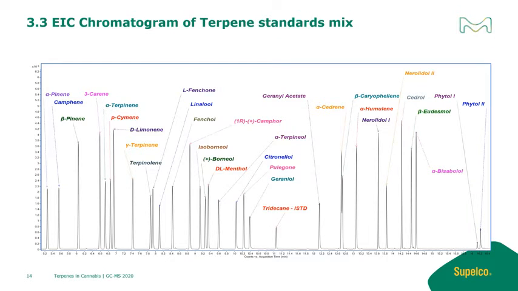Let's take a look at the extracted ion chromatogram of the terpene standard mix. We can see our first analyte, alpha pinene. We can see our internal standard, in this case tridecane, elutes at about 11 minutes and elutes right in the middle of the chromatogram with no particular interference of the analytes. Our last eluting analytes, phytol 1 and 2, required a high temperature of 300 degrees to ensure that they eluted from the column and into the detector.